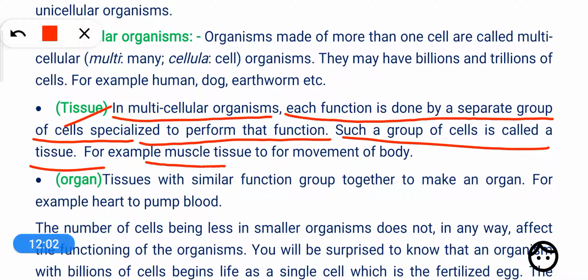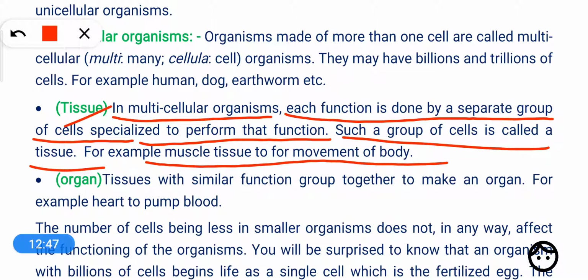For example, muscle tissue is for movement of the body. Because muscle tissue is actually a group of muscle cells, all muscle cells are specialized for performing movement, right? If all the cells of the body are given this function, then the function will not be done efficiently. But you know that muscle cells will have only one function to perform, that is movement of the body, so they will do this function very efficiently. So this is called division of labor, meaning when the labor or the functions are divided into different groups or different components of the cell.